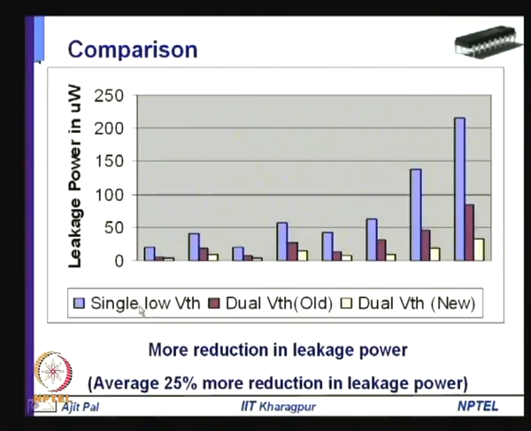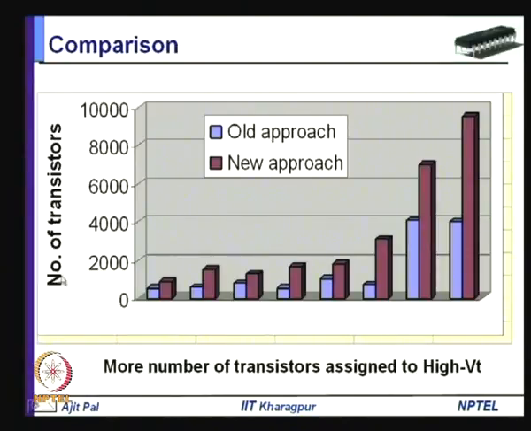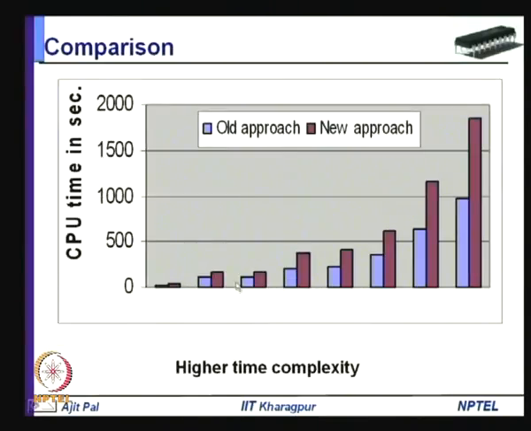Then here the reduction has been compared for three cases: single low VT, dual VT with the previous approach, and the second approach that I have mentioned. This yellow one you can see is significantly lower compared to the single low VT realization and also the previous approach. On average, 25% more reduction in leakage power occurs. Here the number of transistors to which you can assign high VT have been compared between the two approaches, and here the CPU time, as I told, is more for the second approach because of higher time complexity.